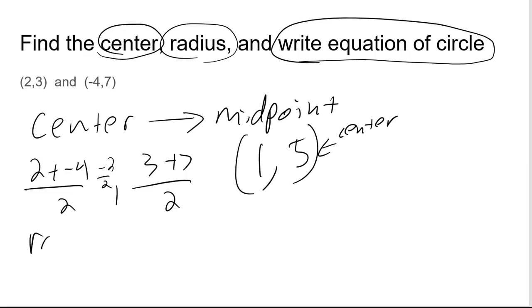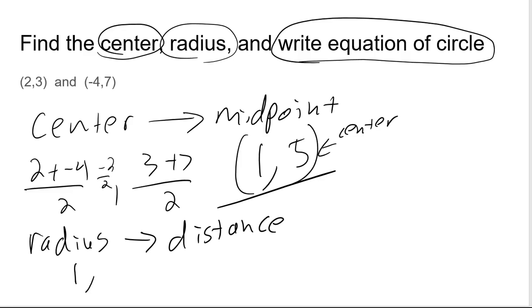And to find the radius, we should find the distance. Now, this is your choice. You must use (1, 5). You must use that. Then you can choose any point you want. You can use (2, 3) or (-4, 7). It will give you the same answer. I'm going to use (2, 3) because those are small numbers and exclude my negatives.